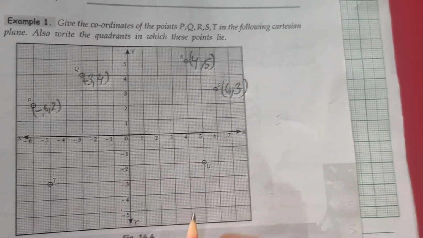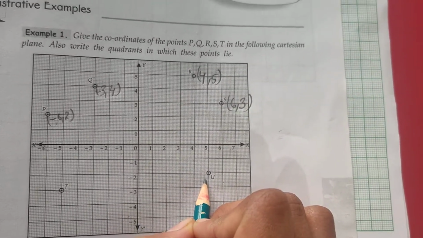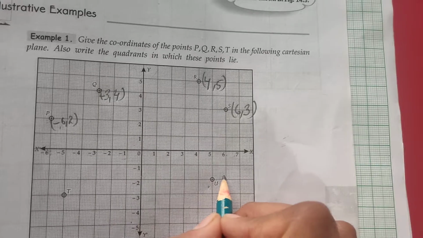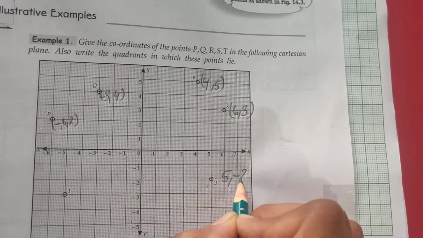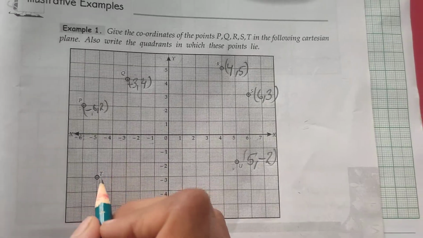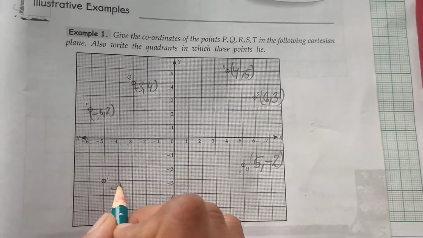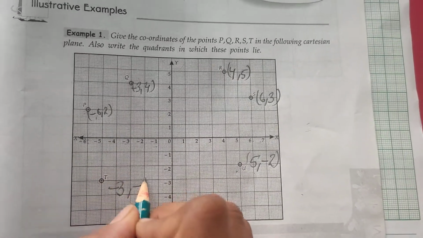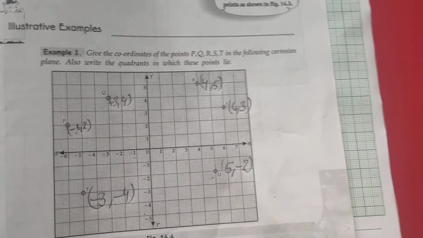S के बाद U part. Firstly we read S part, that is 5 and minus 2, because we know that this part is negative. Come to this point, firstly we read X value minus 3 and that is minus 4. This is all the points' ordinates of P, Q, R, S, T.